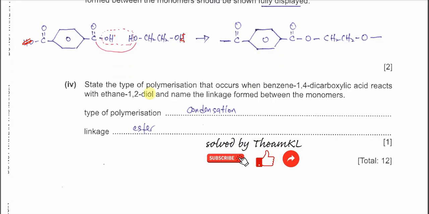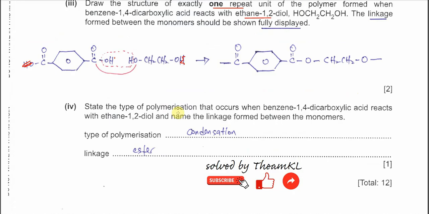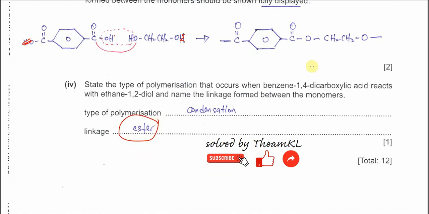Okay, part 4. State the type of polymerization that occurs when benzene 1,4-dicarboxylic acid reacts with ethane 1,2-diol. It is very easy. It's condensation. It's the carboxylic acid and alcohol reaction, and the linkage is ester. Okay, that's all.